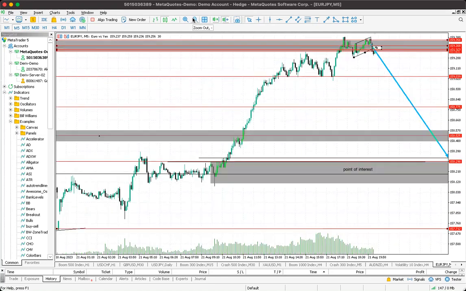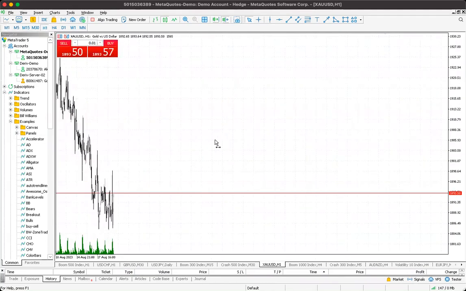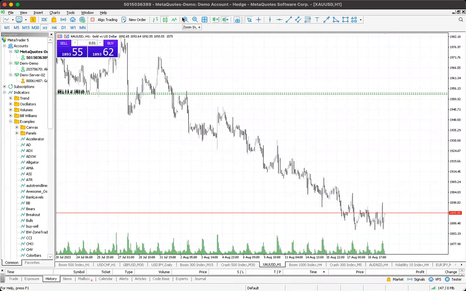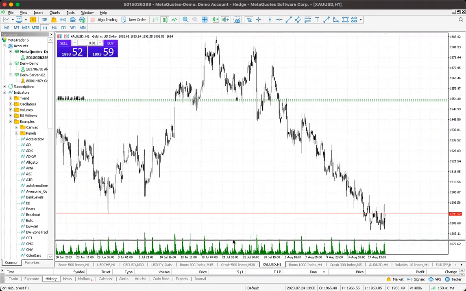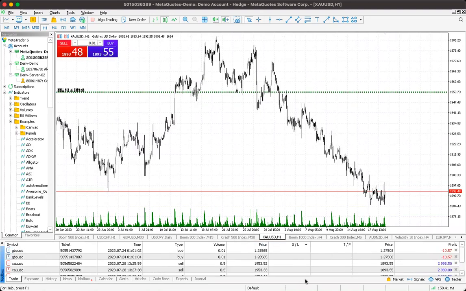Or do you want us to look at another thing? Let me check gold. Oh, wow. Let's check gold. See where we see from. This was my demo. Let me see what's there.